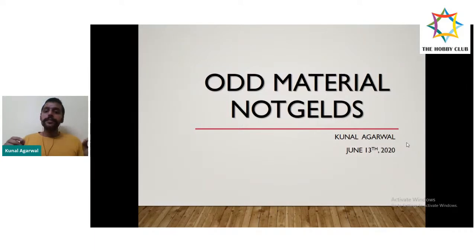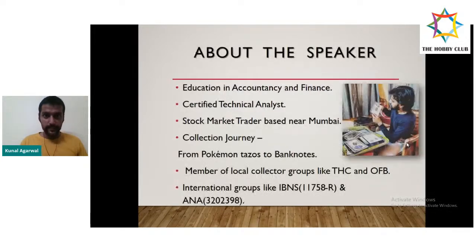So Notgelds are basically emergency money. It's a German word for money used in times of crisis. So right now I'm going to restrict this presentation to odd material notes from Germany and Austria, which were used in times of emergency. Okay, so let's go ahead.